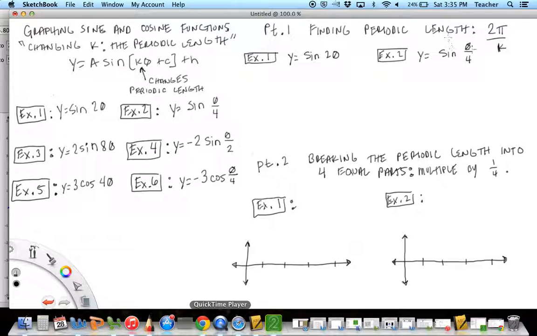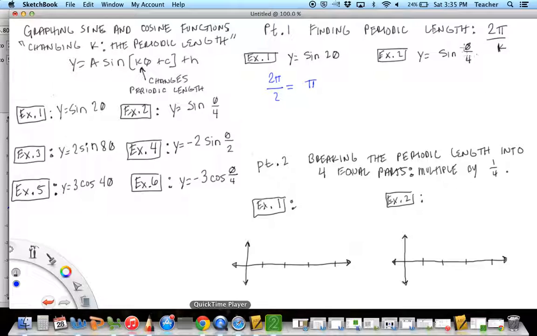All right, so my first thing is to find the periodic length. So this is the process of finding that. I need to take 2 pi, and I'm going to do this all in blue so it doesn't get too confusing. If I take 2 pi and in this case divide by 2, my new periodic length is pi. And I'll show how that affects this graph over here. So the periodic length of this particular function is just pi.